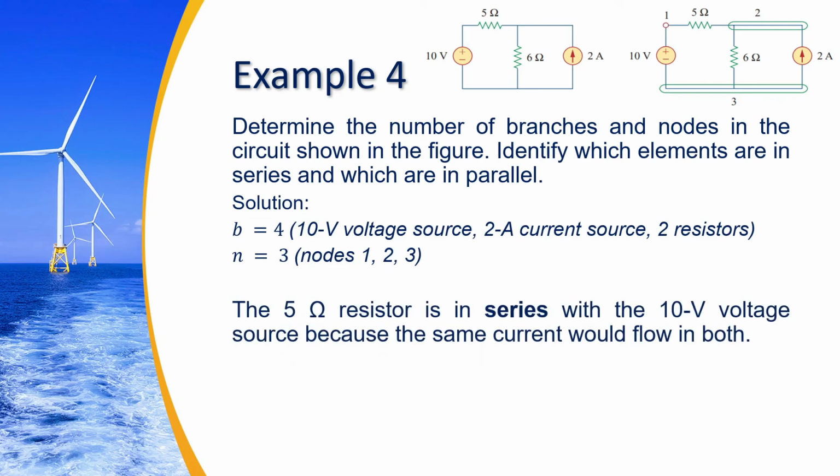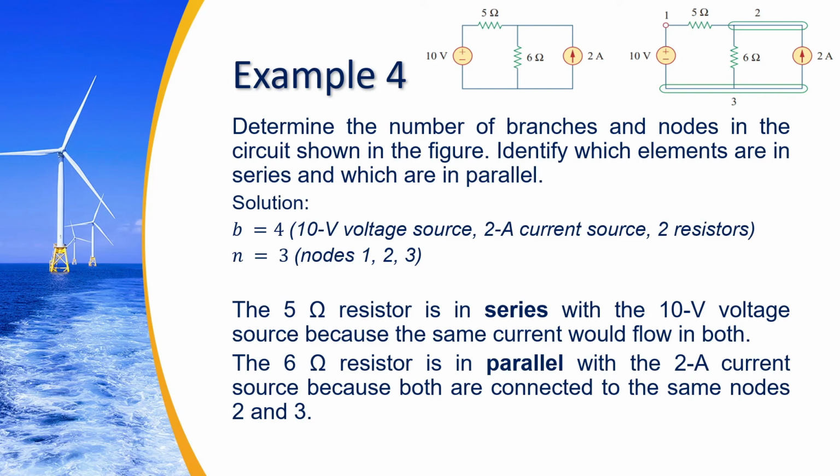So, therefore, the 5 ohm resistor is in series with the 10 volts voltage source because the same current would flow in both. Tama? Since itong 5 ohm natin at itong source natin na 10 volts ay nag-share sa isang node, which is node 1, series sila. So, therefore, yung current na nagpo-flow dito sa source ay siyang current din na nagpo-flow dito kay 5 ohm.